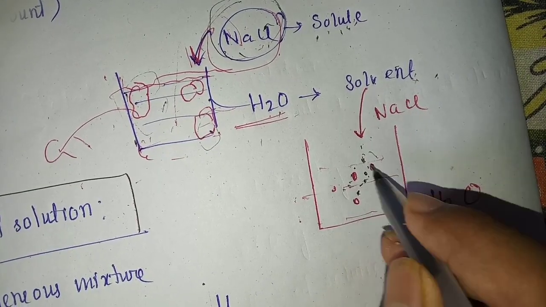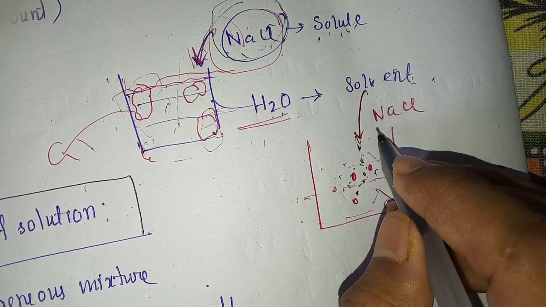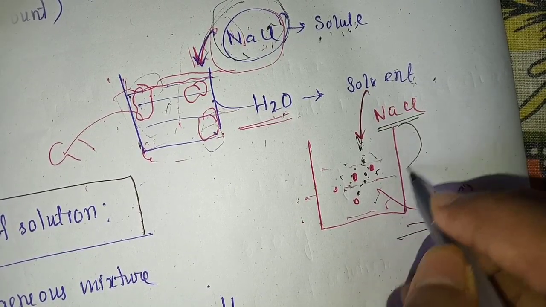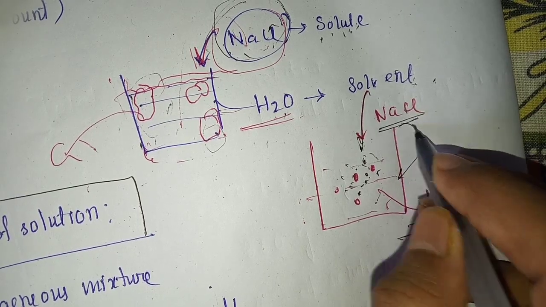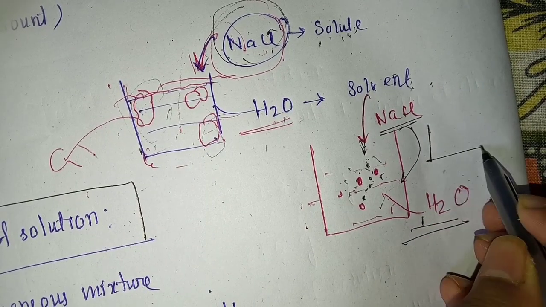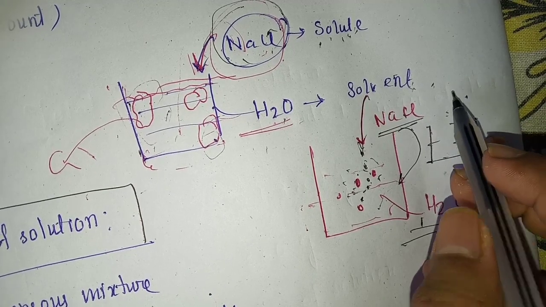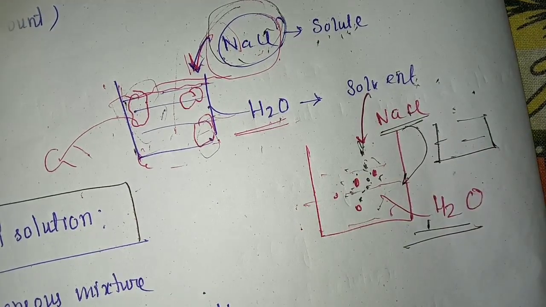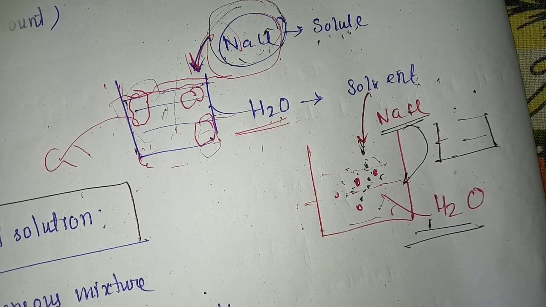Suppose this is my water, and I have added NaCl. Then NaCl is dissolved within water to make the solution. Now the question is, why does this NaCl dissolve in the water? If I would use some sand or mud, then it will not dissolve. So what is the difference between the two of them?